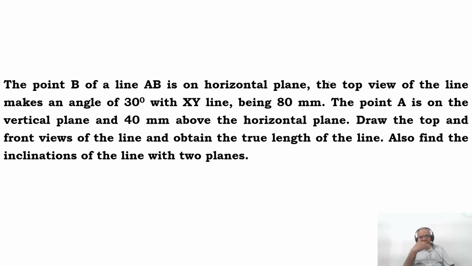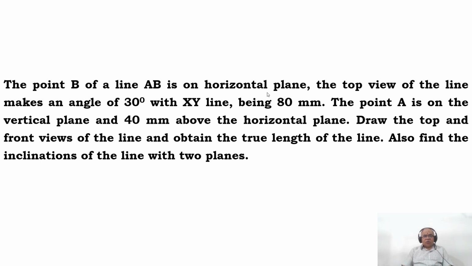The point capital B of a line AB is on the horizontal plane. So that means he has given the locus of B in the front view. The top view of the line makes an angle of 30 degrees with the XY line, and the length is 80 mm. So that means he has given the apparent inclination and the top view line.